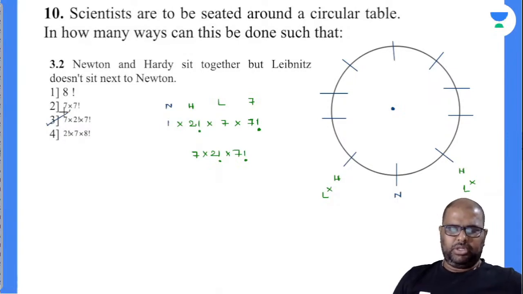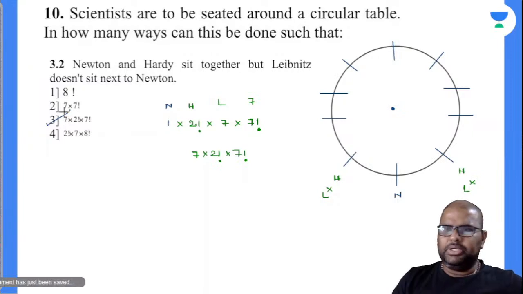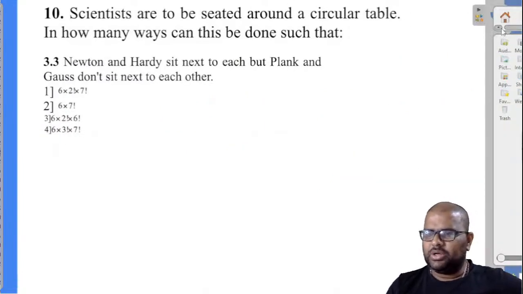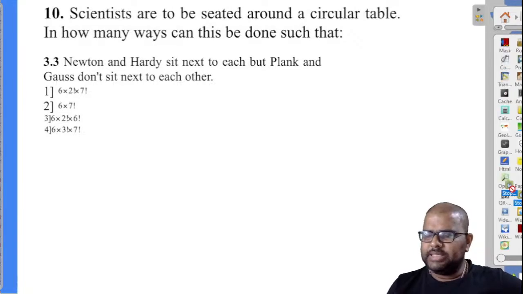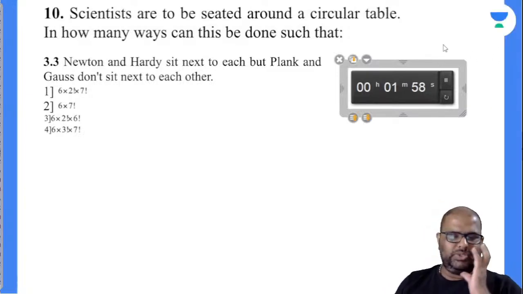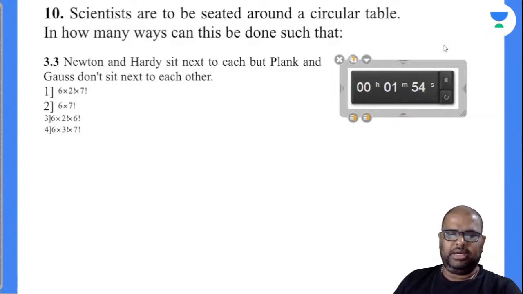How many of you got the logic there? Arey bhai, thoda aaram se, right? You should focus on solving the questions. Let's see now how many can solve this question. Same pattern. Newton and Hardy sit next to each other, but Planck and Gauss do not sit next to each other, it seems. Okay. Chalo.